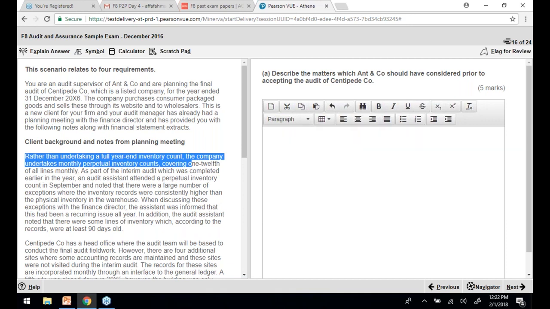If you're not using a table, which is absolutely fine, make sure you give headings. So for example, I'm going to give indicators of going concern problems. Write down your answers. Then you give another heading to say audit procedures, and then you write down your answers. And then you give another heading to say impact on opinion, and you write down your answers.